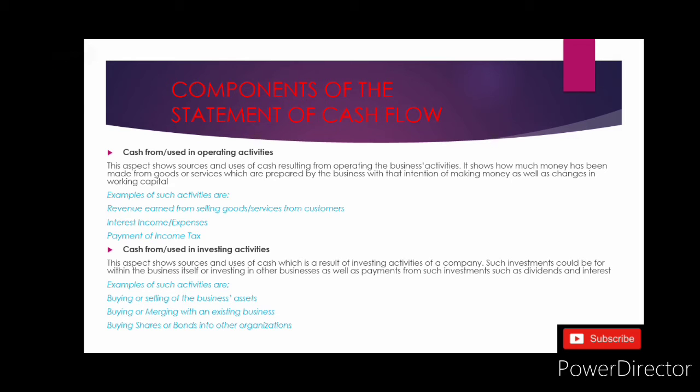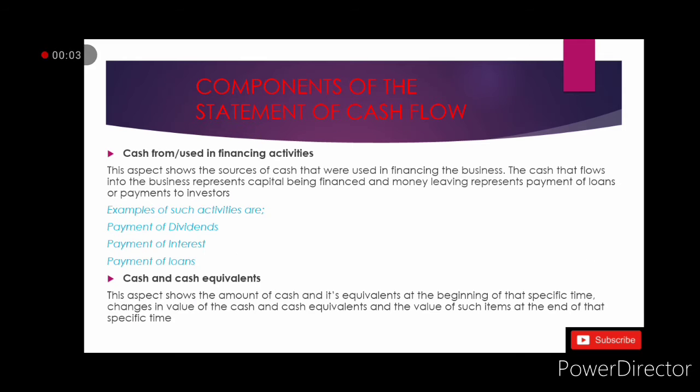Now, checking out the third component, cash from or used in financing activities. This aspect shows the sources of cash that were used in financing the business. The cash that flows into the business represents capital being financed, and money leaving the business might represent payments of loans or payments to investors.